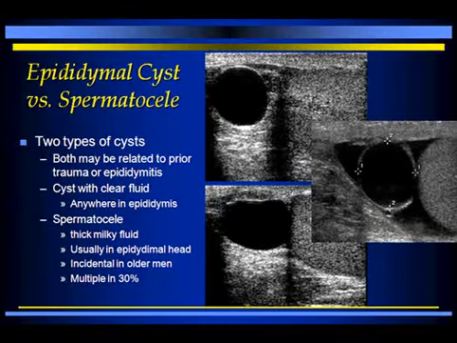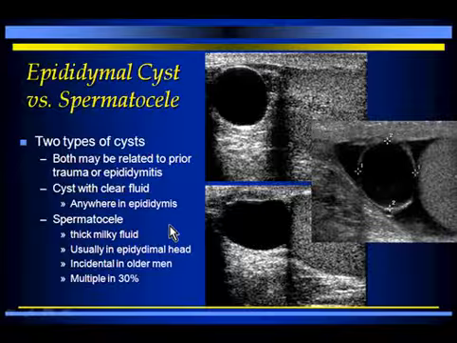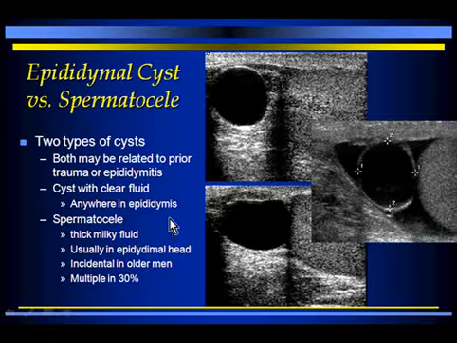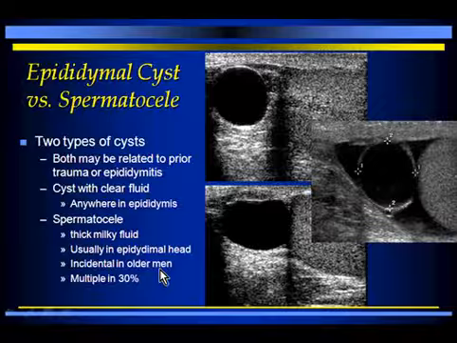However, the cyst is going to have just clear fluid in it, whereas the spermatocele has spermatozoa in it, and may have thick milky fluid. Usually we don't know the difference because we don't really care. They're both benign findings, and no one's going to aspirate it. But if you were to aspirate, you'd be able to easily tell a spermatic cyst from a spermatocele. Spermatoceles are often seen incidentally in older men, and often they are multiple.